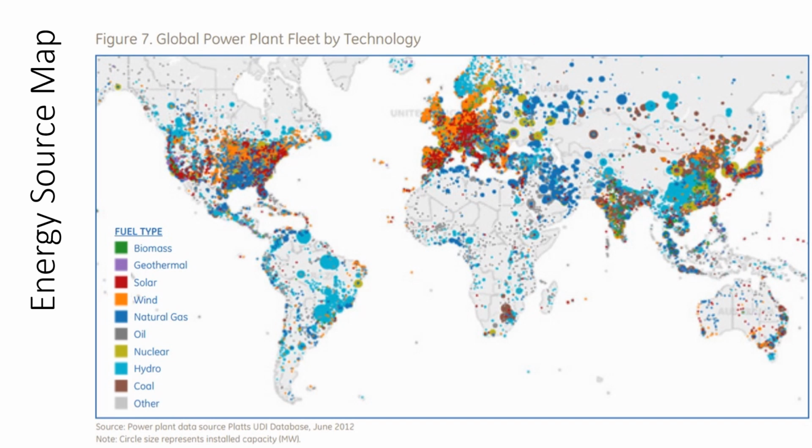So one more map. This one is a little bit difficult to read. It's a little bit blurry and a lot of these circles overlap one another. But what we're looking at is our power plant distribution around the planet.